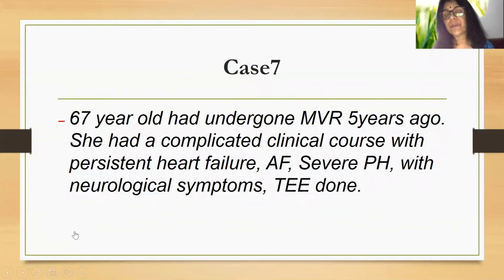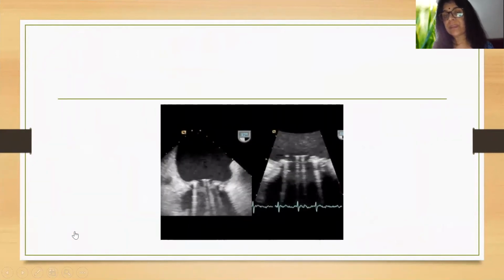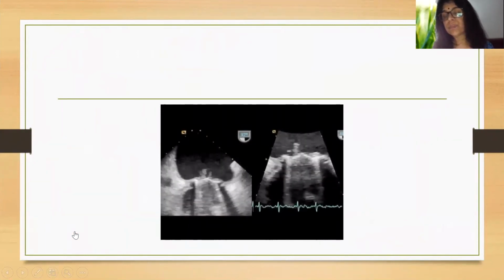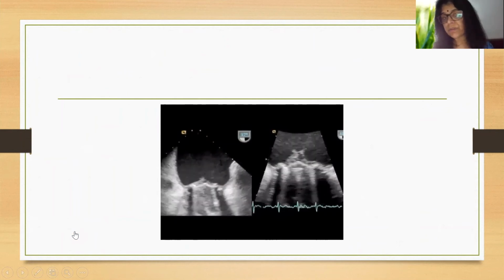This is another case where a 67-year-old has undergone a mitral valve replacement 5 years ago. She had a complicated clinical course with persistent heart failure, atrial fibrillation, severe pulmonary hypertension, and neurological symptoms. TEE is done here. And as you see, there is a thrombus floating on the mitral valve. In fact, there's a pannus formation on the mitral valve.